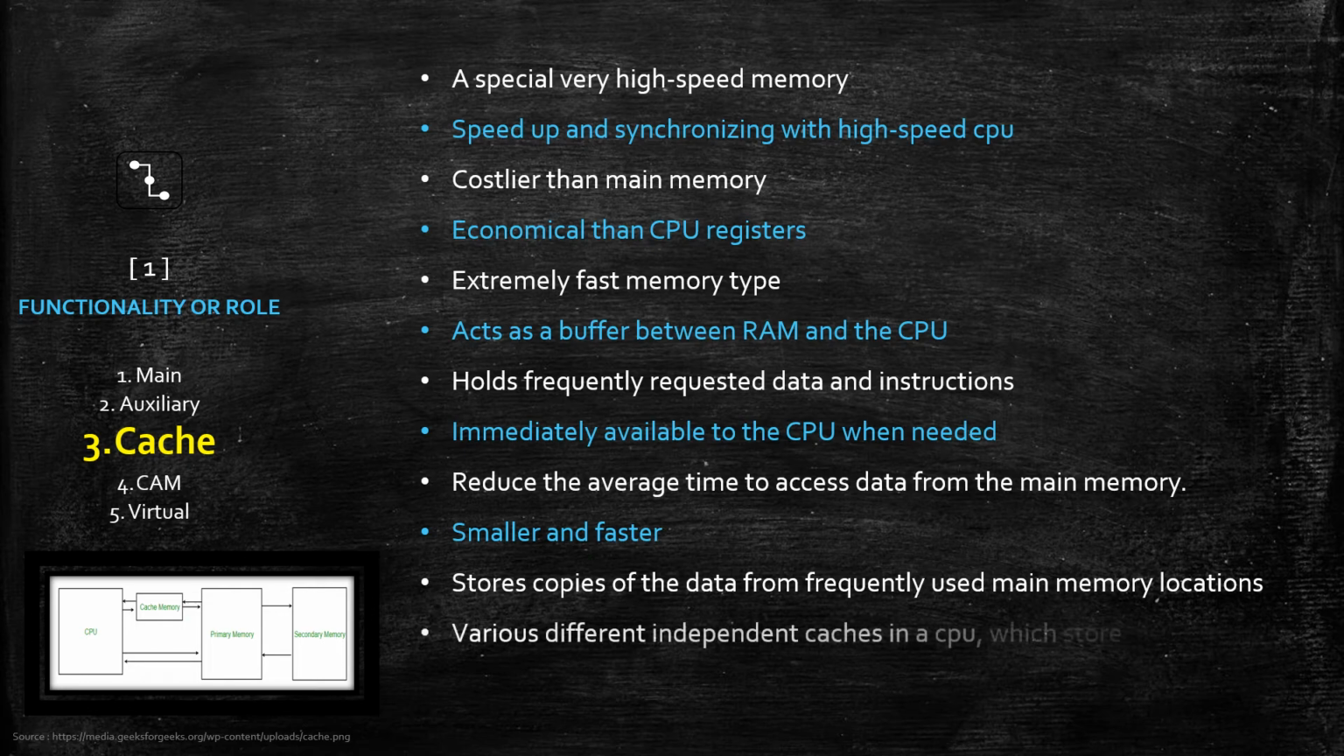One more thing: there are various independent caches in the CPU. Some of them store instructions and some store data. So there are different levels of cache, like L1, L2, L3 and L4 as well. All about the cache, its levels and the different functions of these levels will be covered in detail in the cache memory sections later. So this is about the cache memory for now.